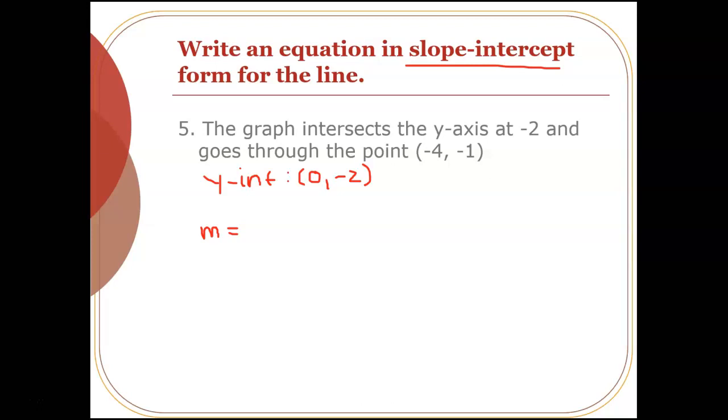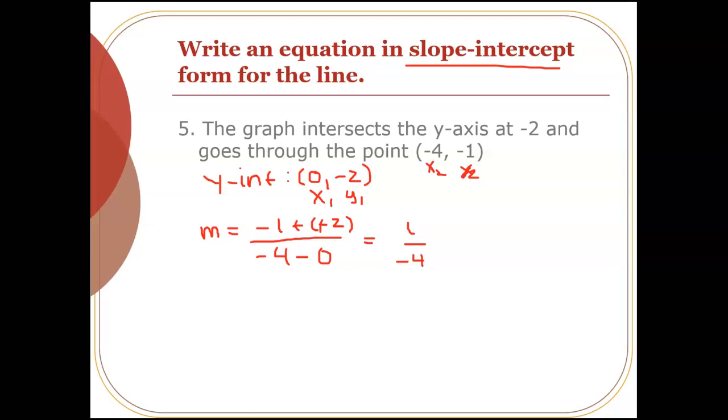So I need to use y2 minus y1 over x2 minus x1. So we'll say that this is x2 and y2. And we'll call this x1, y1. So I get negative 1 minus a negative 2 over negative 4 minus 0. Negative 1 minus negative 2 is 1 over negative 4. So my slope is negative 1 fourth.